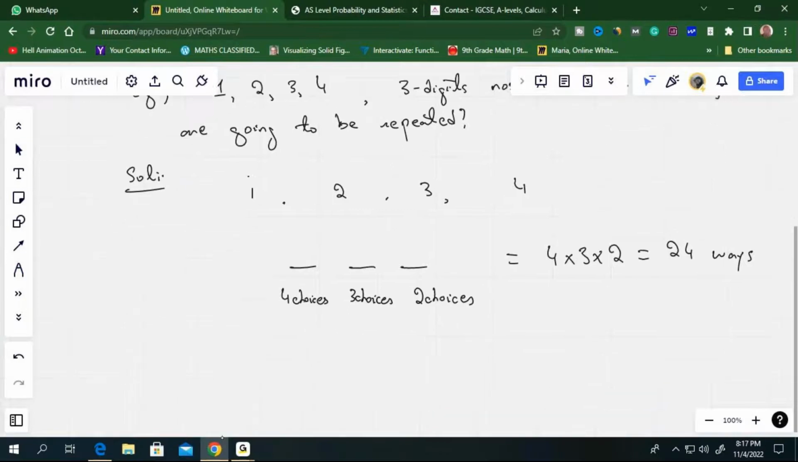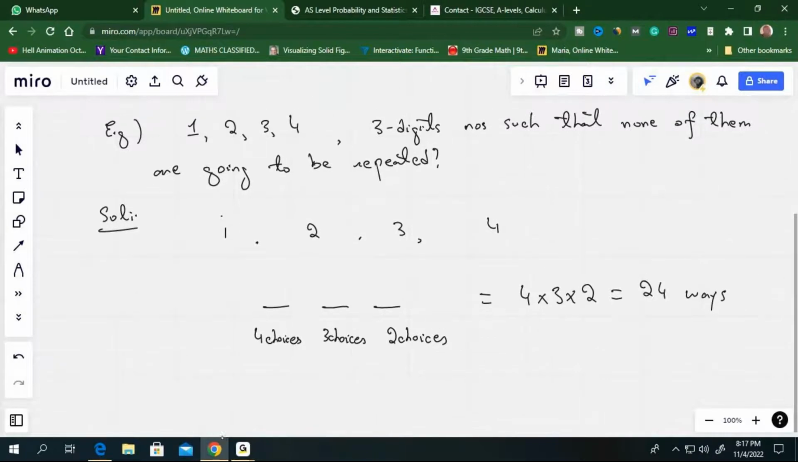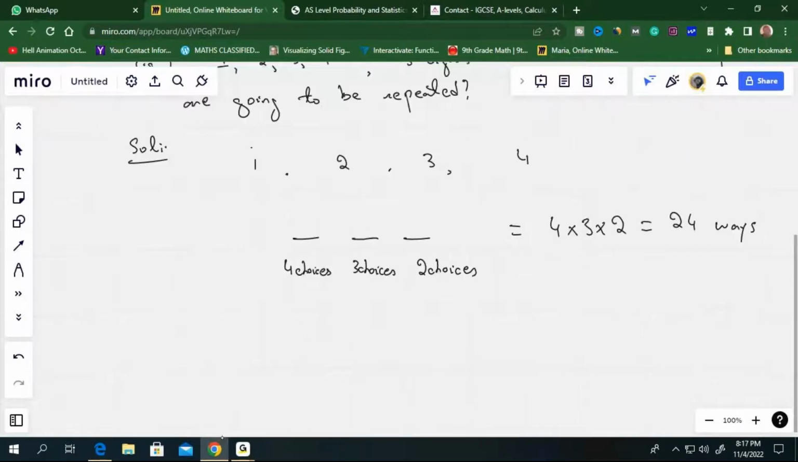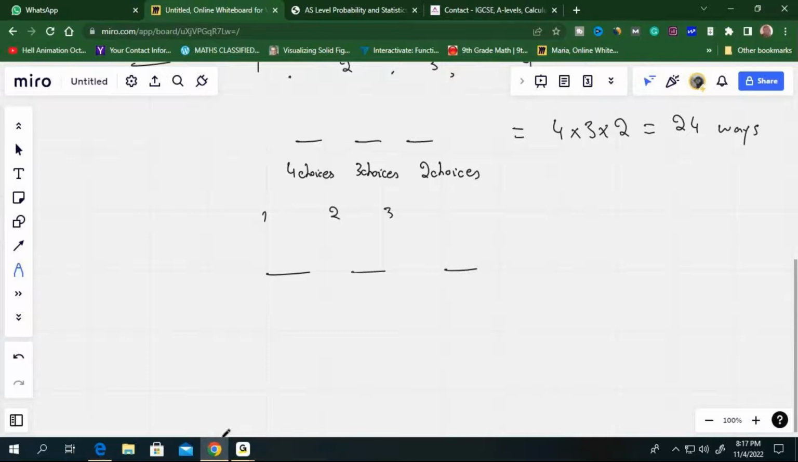Now, in the same manner, if I make a modification in the same question, and say that this time you are asked to make a three-digit number, and you can repeat the numbers at these three positions. So if there is no restriction of repetition, you can repeat the numbers. Now, out of these four numbers, at the first position you have four choices. You can easily repeat the numbers. So for the second position, again you have four choices. And similarly, for the third position, again you have four choices because you can repeat.